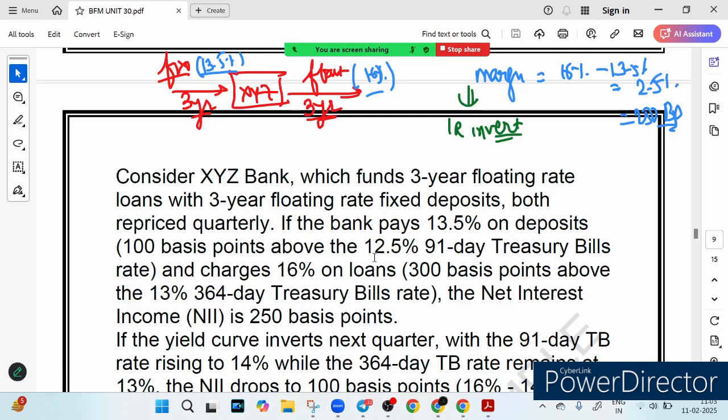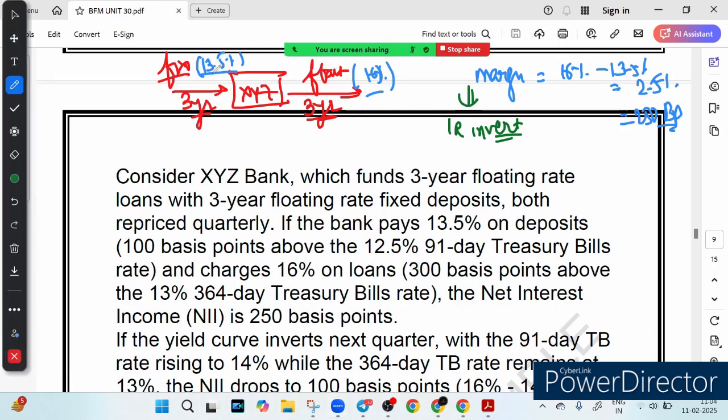I think it is 12.5%, right? The bank pays 13.5% on deposits, which is 100 basis points above the 12.5% 91-day treasury bill rate. So we are comparing with the treasury bill rate. Now if the yield curve inverts next quarter, what will happen? The short term interest rate, the 91-day treasury bill, was earlier 12.5% and has now jumped to 14%, and the long term rate, the 364-day treasury bill, still stays at 13%.